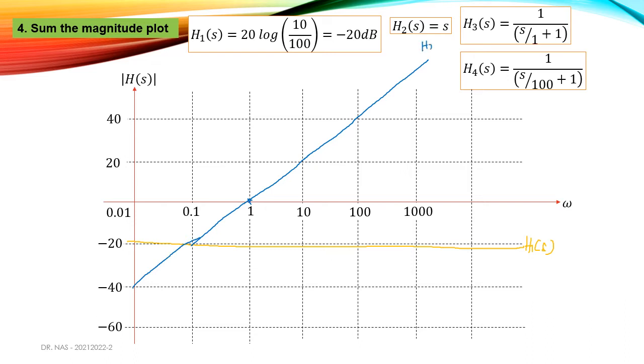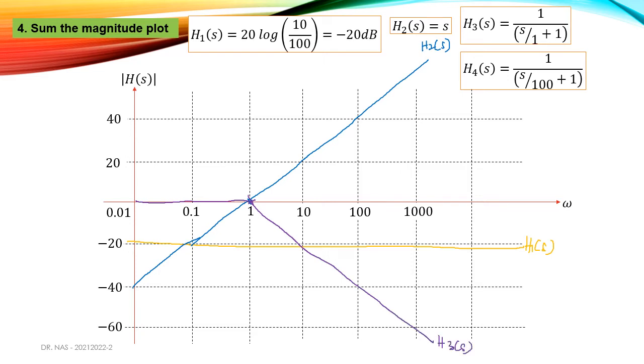So this is H2(s), and then H3 you have the pole at 1, meaning that it can mark at 1. So it's 0 until 1, and then you have a negative 20 dB slope. So this is H3.